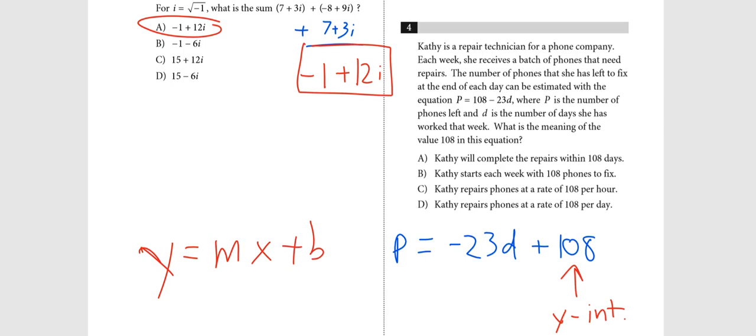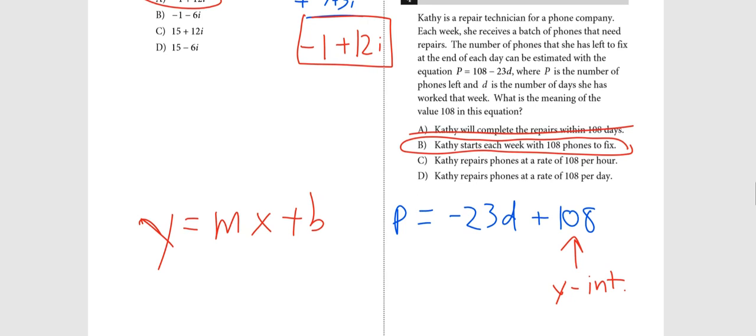Kathy will complete the repairs within 108 days. Kathy starts each week with 108 phones to fix. That's it right there, isn't it? She's starting with 108 phones to fix every week, and then goes down from there.